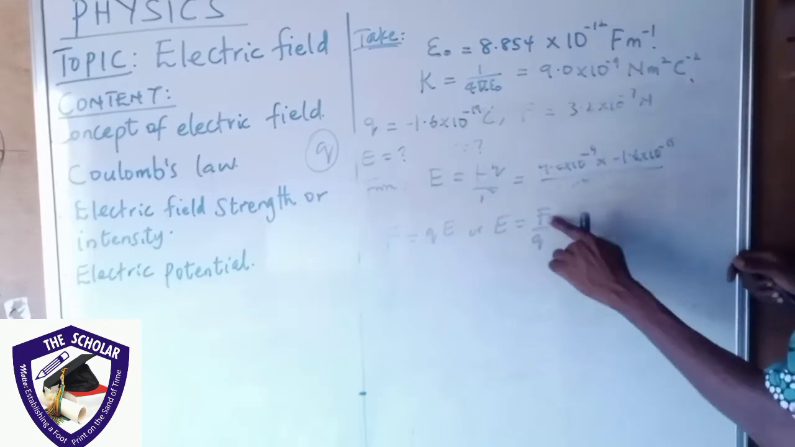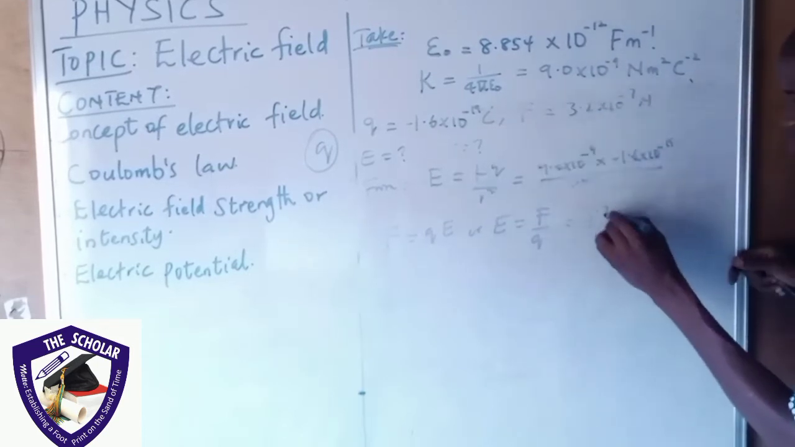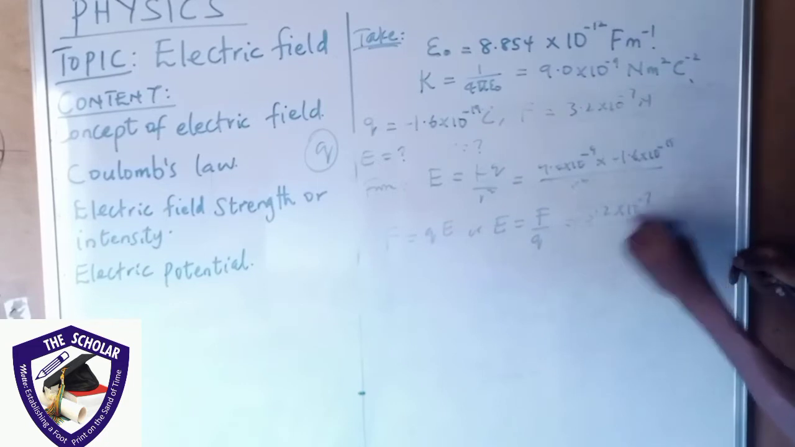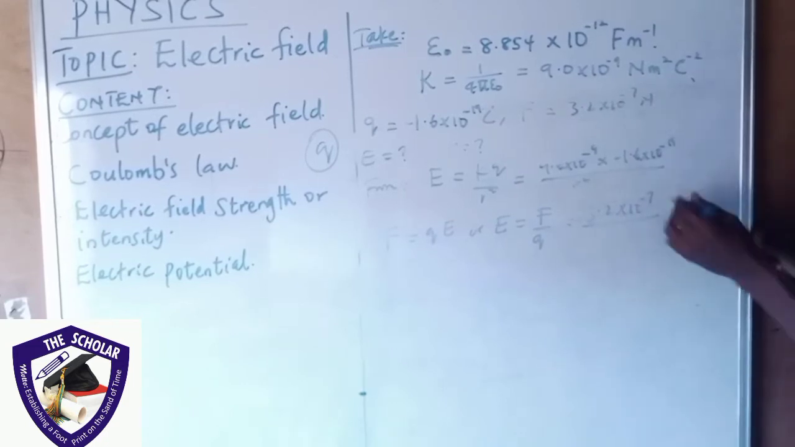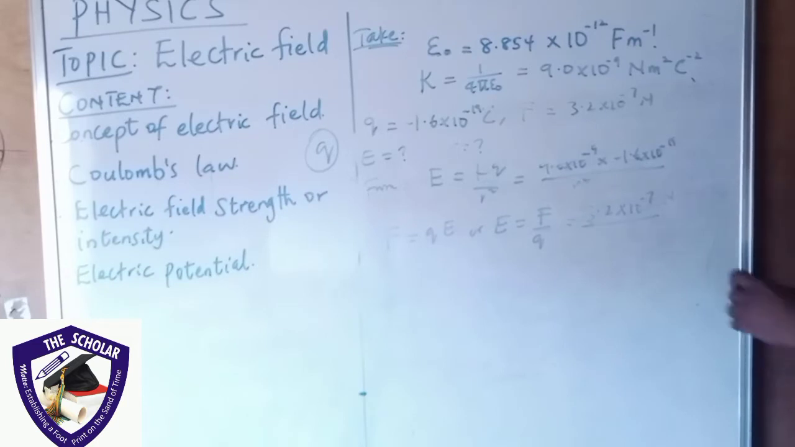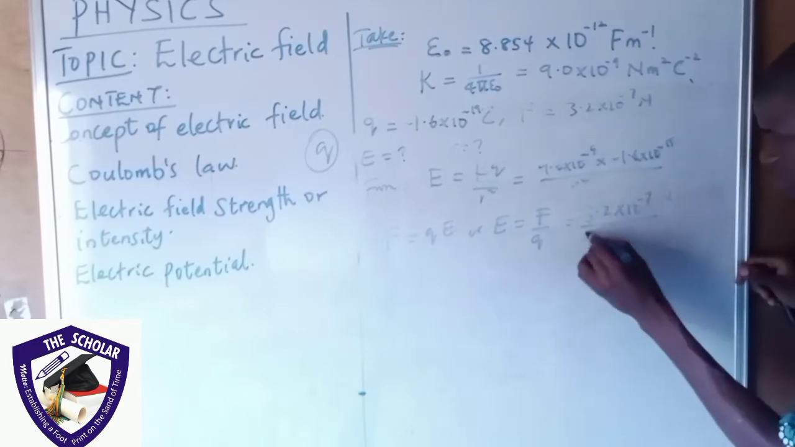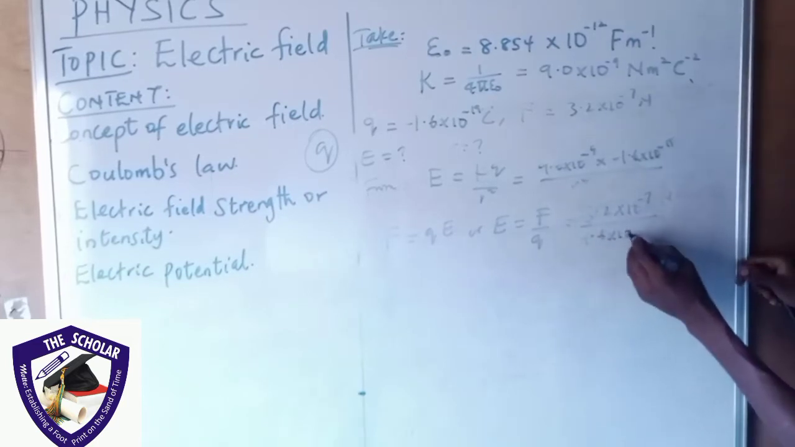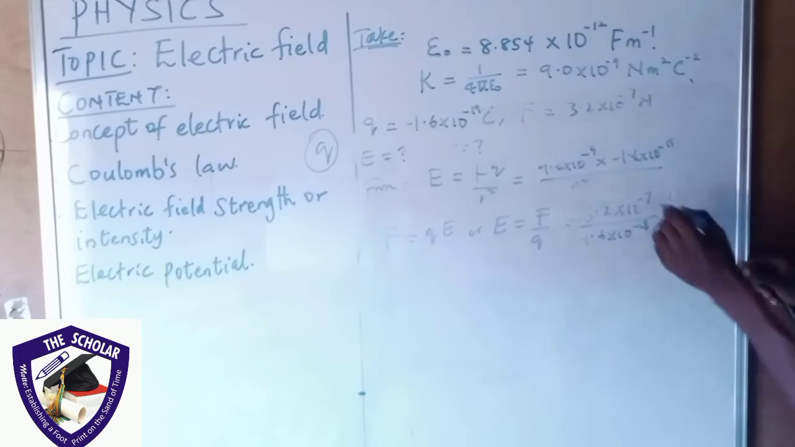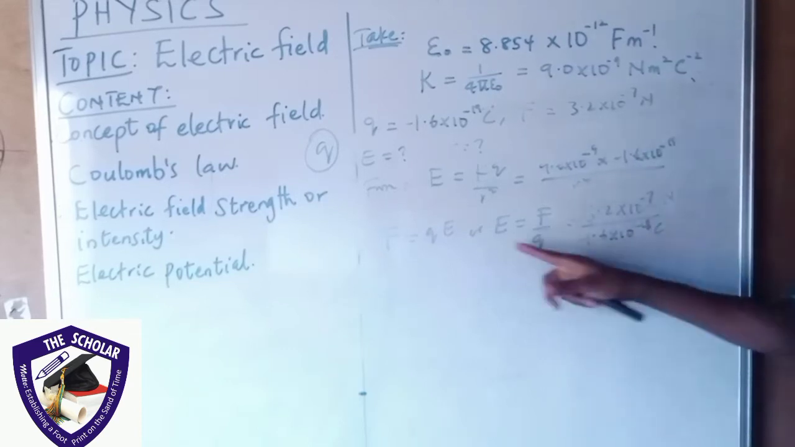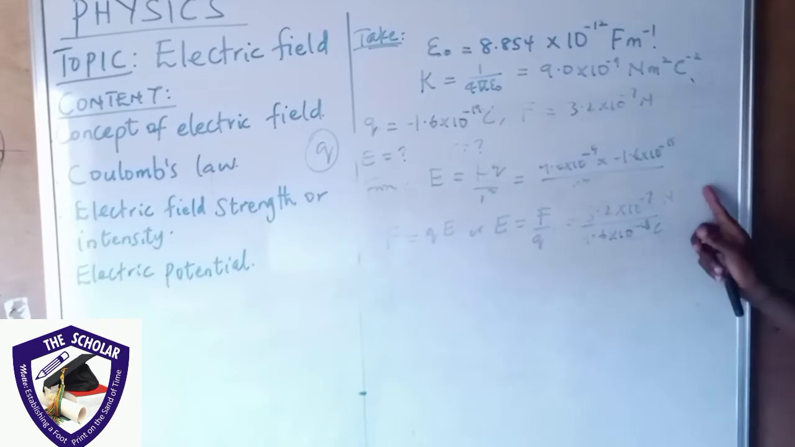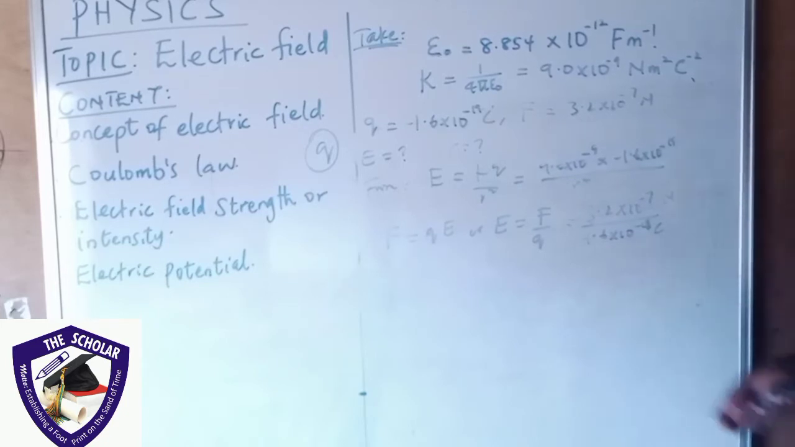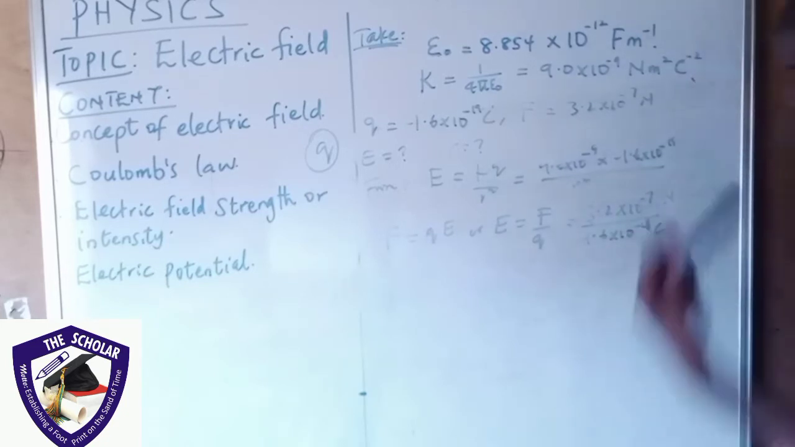Since the force is given and the charge is also given, applying that, our force is 3.2 times 10 to the power minus 7 Newton, and our charge is minus 1.6 times 10 to the power minus 19 coulomb. So the unit of electric field intensity is Newtons per coulomb, and it is also a vector quantity.